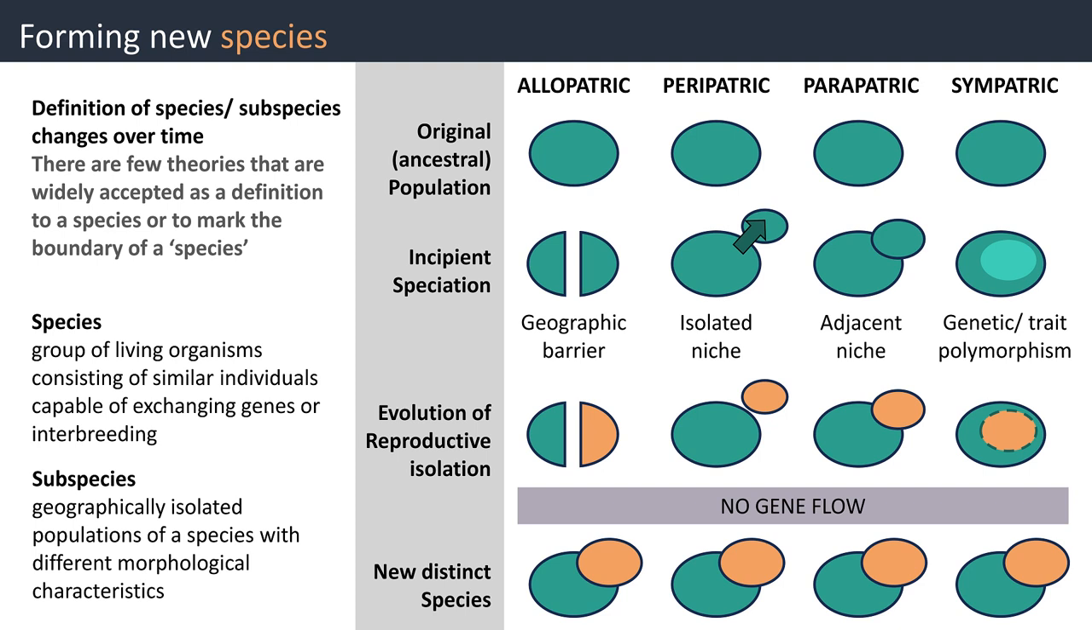The definition of species changes over time with the knowledge on species and how we define a boundary to a species or a subspecies. In general, we consider a species as a group of living organisms with similar individuals capable of exchanging genes in a gene pool, or that can interbreed and produce offspring. A subspecies we consider as geographically isolated from the mother species, with different morphological characteristics, as I showed in the previous slide. These entities have different morphological features in their plumage.